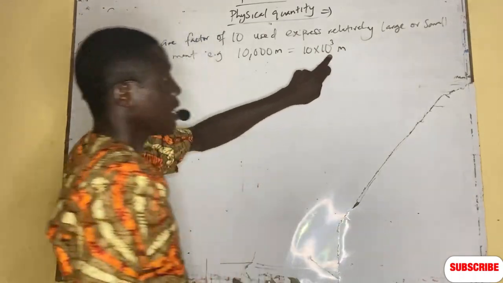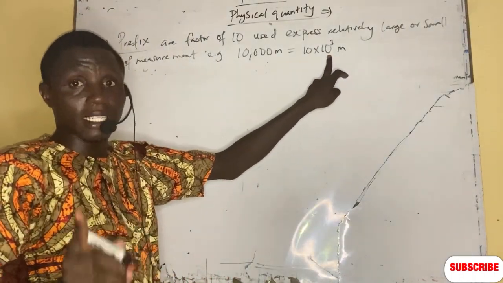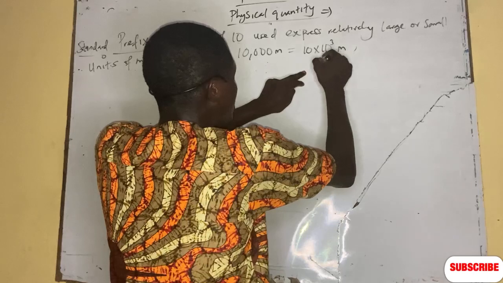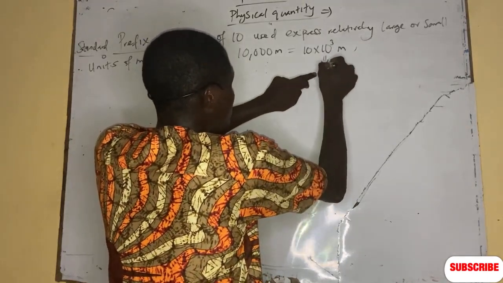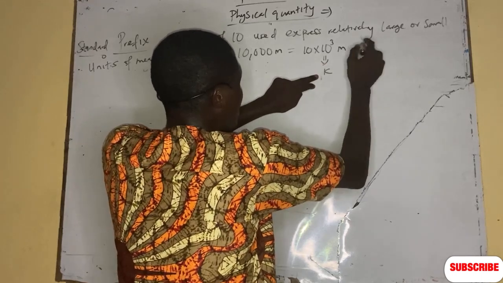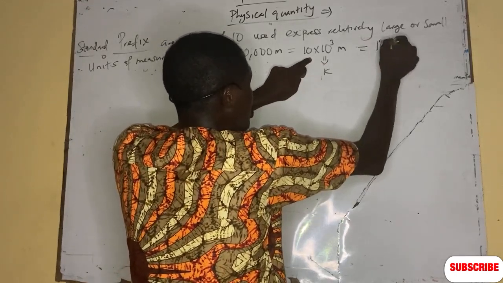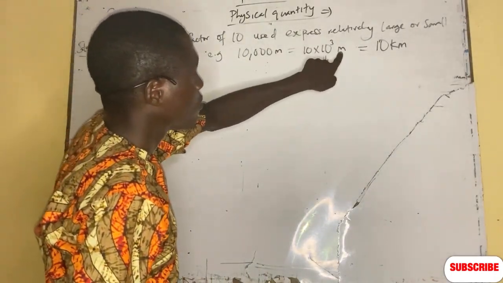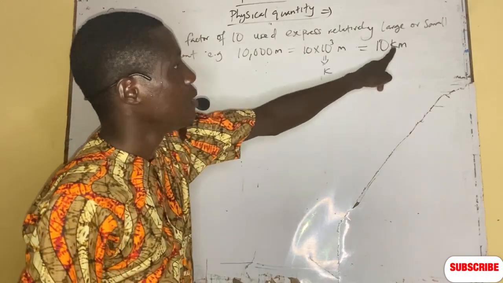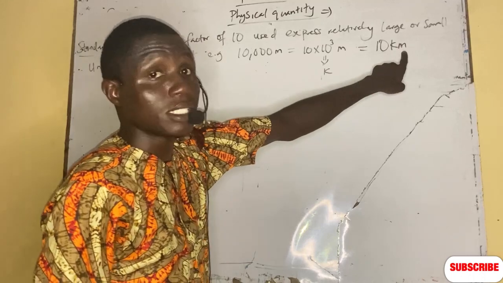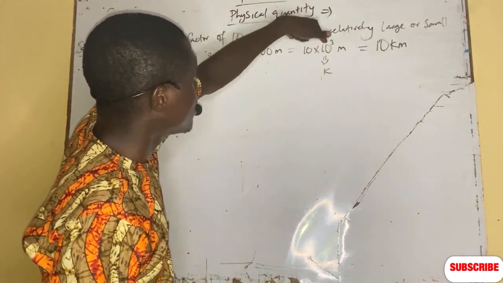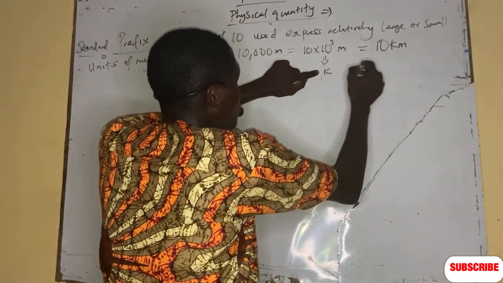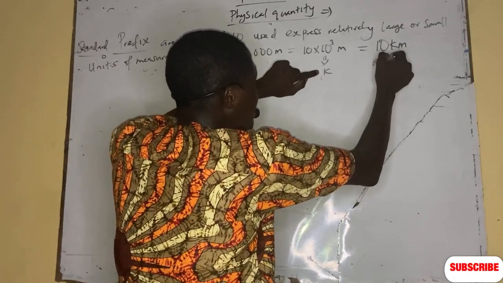And this 10 raised to the power 3 has a standard prefix, which is kilo. 10 raised to the power 3 is kilo, capital letter K. So definitely I can say this is going to be 10 kilometer. Instead of putting 10 raised to the power 3, I substitute it with K, so I now have kilometer. So K, which is kilo, is a standard prefix.